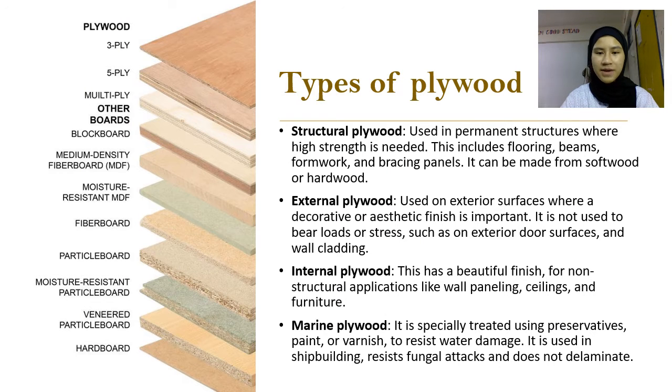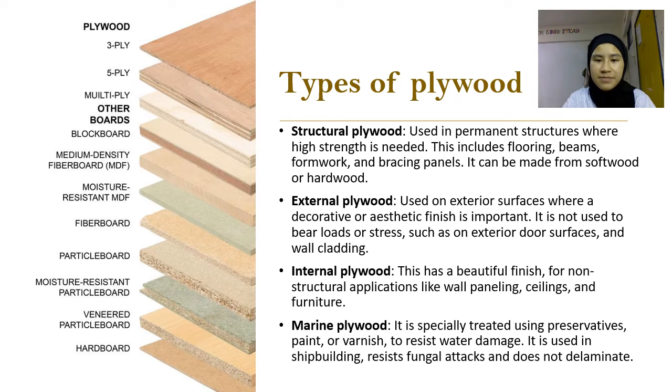Now I'm going to talk about types of plywood. First is structural plywood, used in permanent structures where high strength is needed. This includes flooring, beams, formwork, and bracing panels. It can be made from softwood or hardwood.